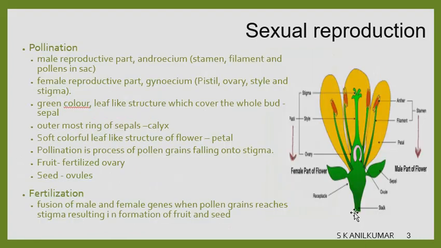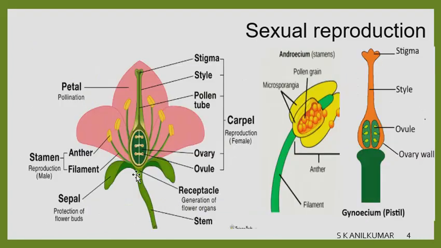What is that portion called? The portion is called the stalk. The ovary sits on the stalk at the receptacle, the generation of the flower organs. So these are the parts of a flower.